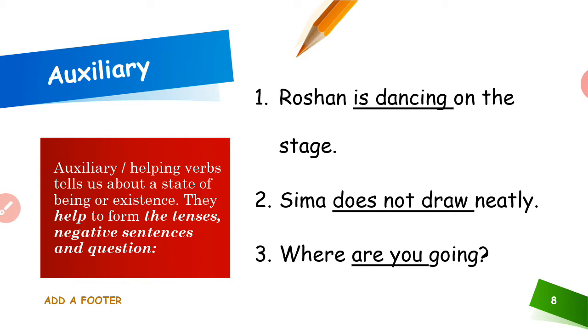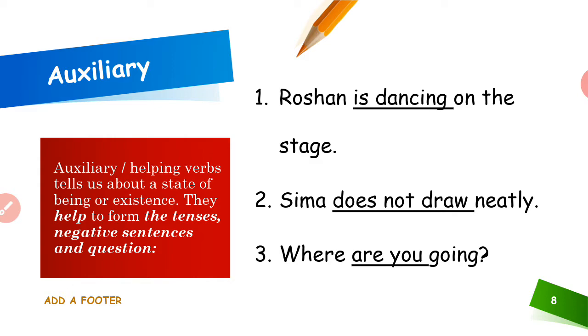Where are you going? Sentence number 3. Where are you going? Now, going is an action word. Are you? The words are you are creating a question, interrogation in the sentence, and therefore are you is an auxiliary for a question sentence, means interrogative sentence.